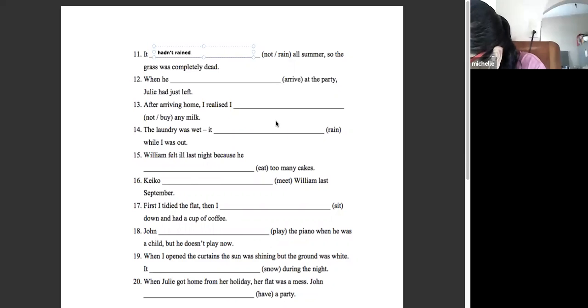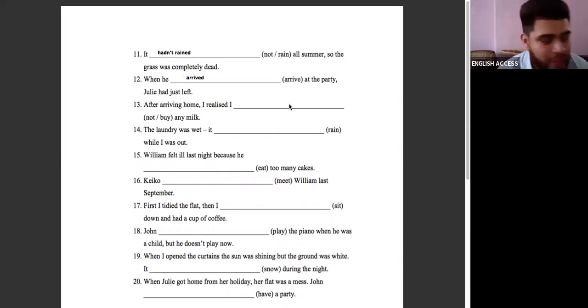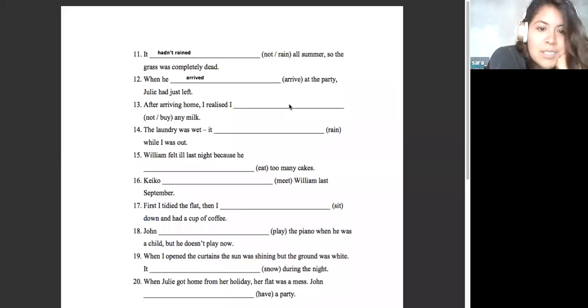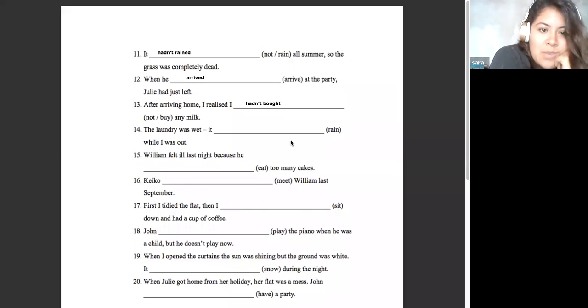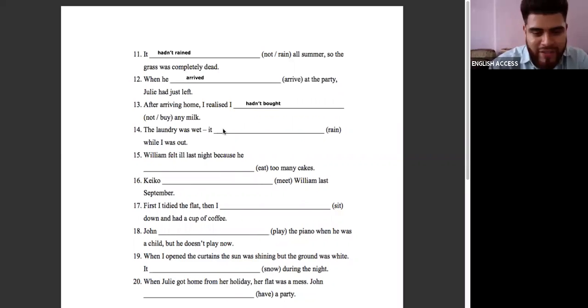When he arrived at the party, Julie had just left. Excellent. 13? I hadn't bought any milk. Very good. I hadn't bought any milk, yes. 14, the laundry was wet. It rained while I was out. Yes, it rained. It rained.